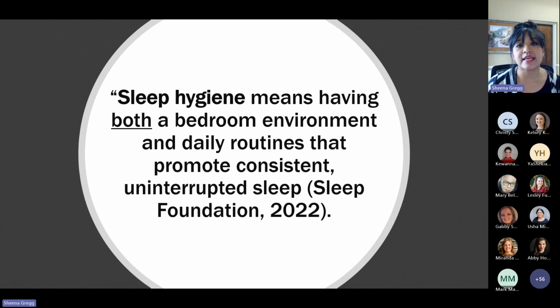So when we start thinking about sleep hygiene, this really refers to having both a bedroom environment and daily routines that promote consistent, uninterrupted sleep. As we think about the bedroom environment, we'll mention that a little bit later on in the presentation. But when we think about daily routines, this also includes the type of nutrients that we're consuming as well as limiting.